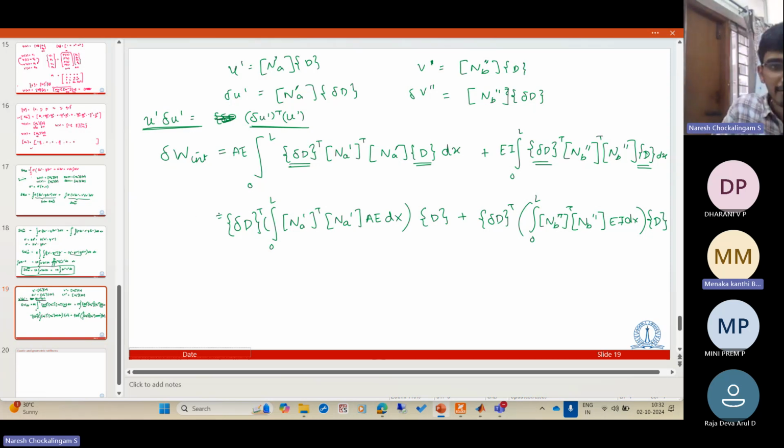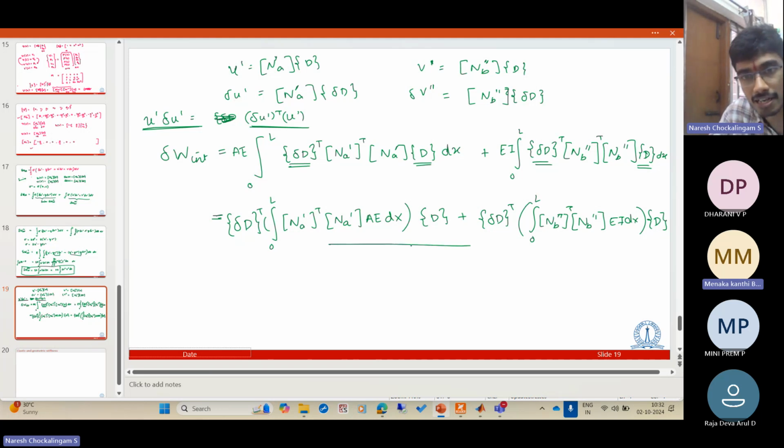So maybe you got the idea why I'm writing it as del D transpose, right? Because this will be equated to the external virtual work, where you have del D transpose F. So then you can take del D transpose commonly out and you can write F as something else. So that is what we want. We want an expression for F internal. That's why we are doing all this, right?